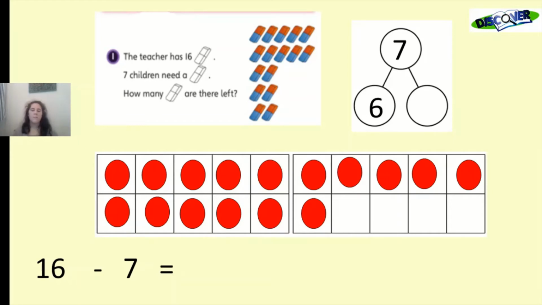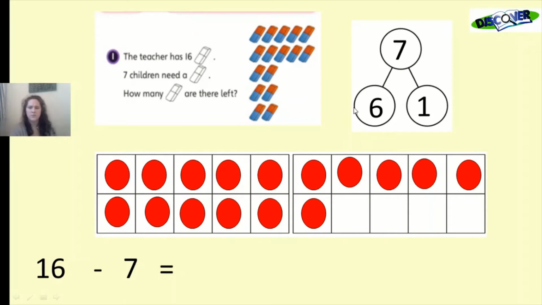I'm going to start by counting from 6 to 7 and see how many fingers that takes me. So 6 in my head, 7. How many fingers did it take me to get from 6 to 7? That's right, it took me 1 finger. So the difference is 1, and my other part must also be 1. Now that I've partitioned 7, I can use this to take it away.